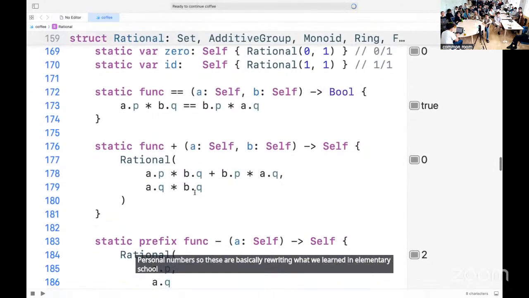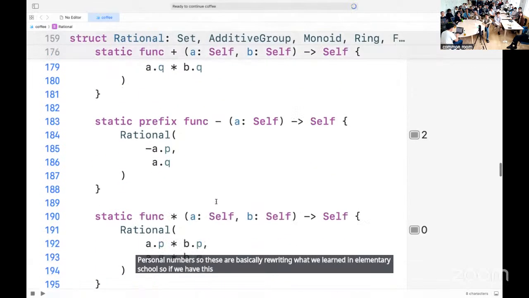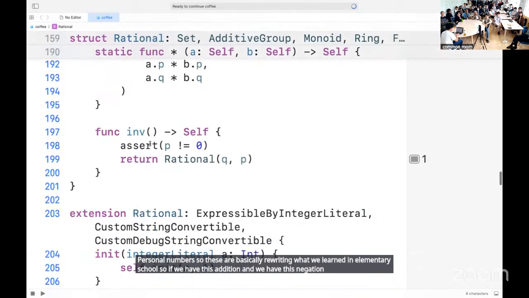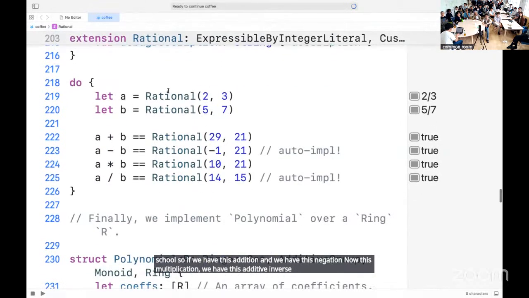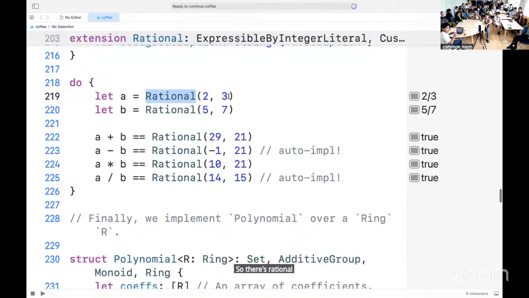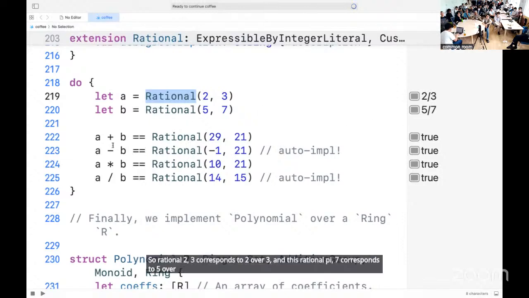So we have this addition, this negation, this multiplication, this additive and multiplicative inverse, and then we get this implementation of a rational number. This rational 2, 3 corresponds to 2 over 3, and this rational 5, 7 corresponds to 5 over 7. And then we get these operations.